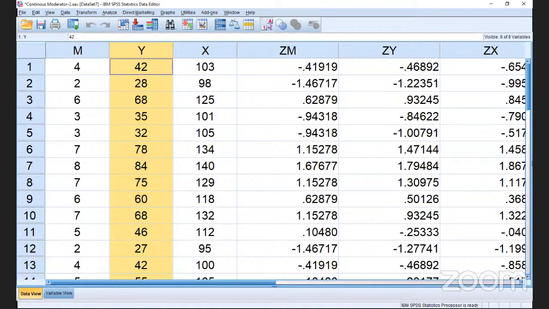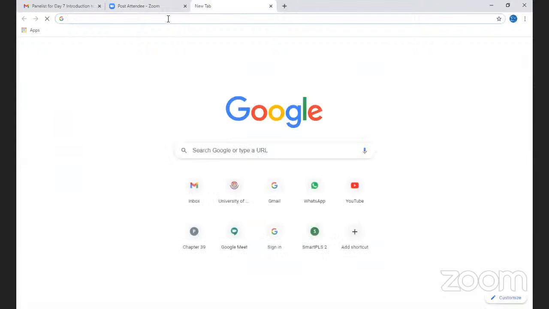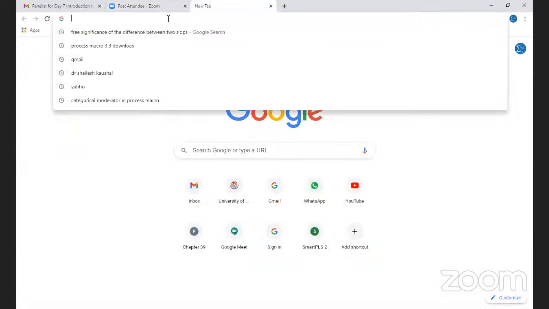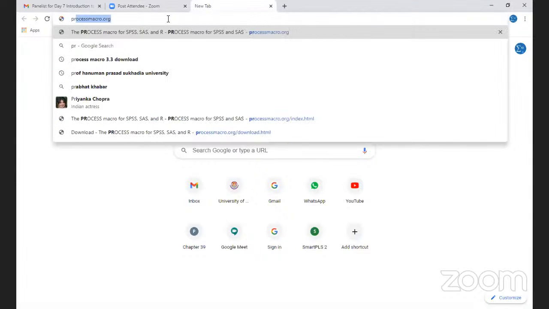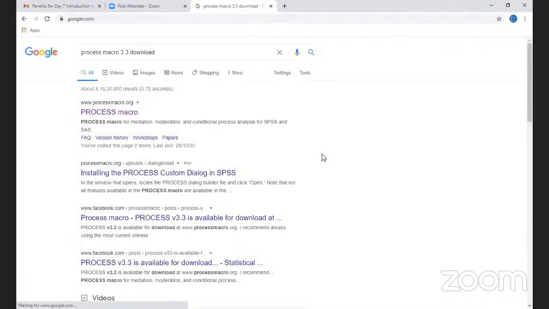About the PROCESS macro, I will show how to download it. Basically, you can download the PROCESS macro here. Can you see this Google? Please inform me through the chat box. Can you see the Google?